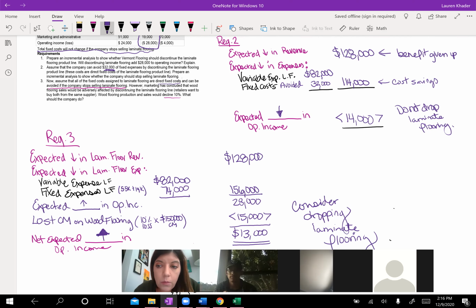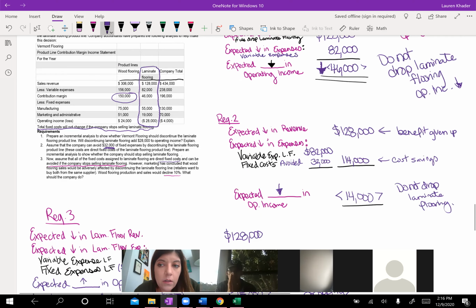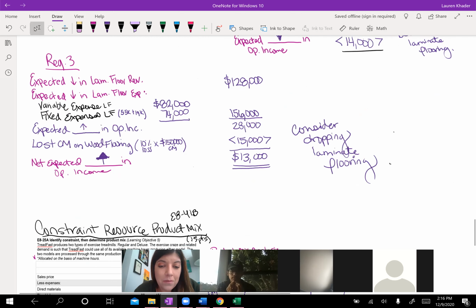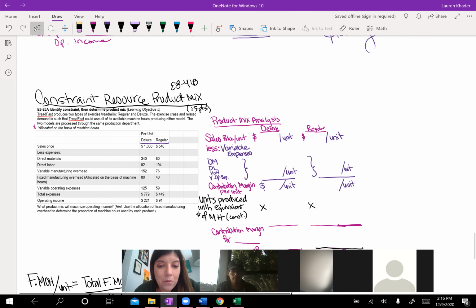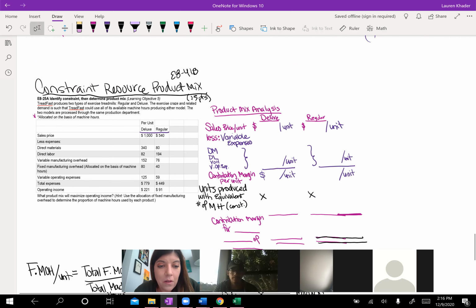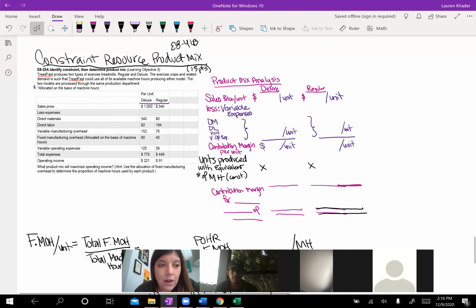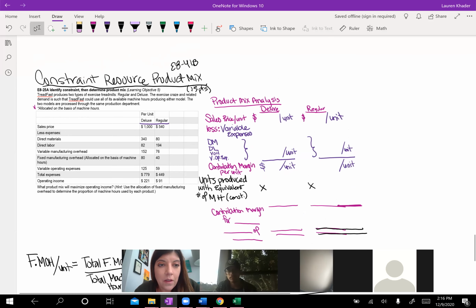So that's the last part for the dropping segment. One last problem, the constrained resource problem. And at least they give some hints too, how to calculate it. This problem's also 15 points.